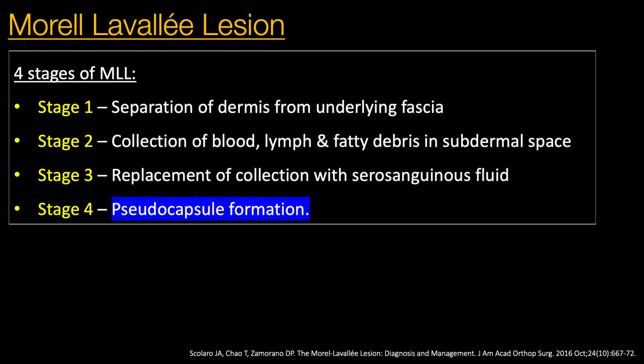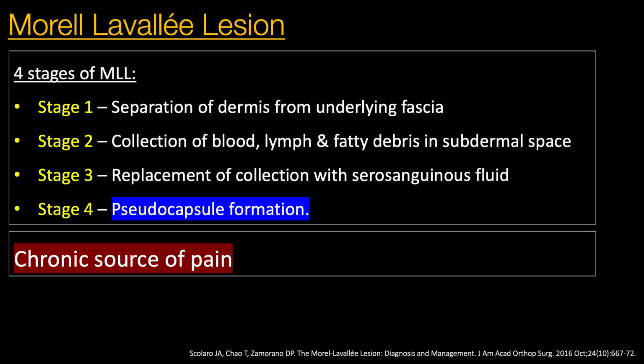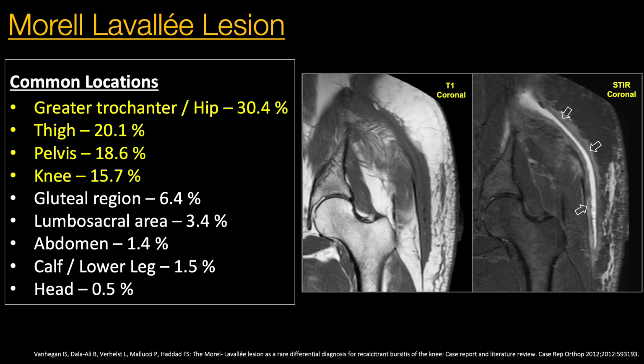All right. Stage 4 is a much more chronic stage wherein the patient might just come with a deformity or pain at the site of the Morel-Lavallée lesion. The Morel-Lavallée lesion is a chronic source of pain, and some of the patients might just come with disfigurement saying that I have this lump developing over here. The most common locations of Morel-Lavallée lesions are the greater trochanteric and the hip region, followed by thigh, pelvis, and knee. And of course, there are other areas like the gluteal region, the lumbosacral area, and so on. But the most common areas are the greater trochanteric and hip region and the thigh.